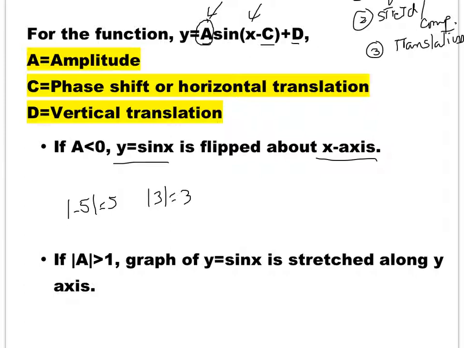Meaning that A, absolute value of A, let's say A is -5, the absolute value of -5 is 5. So this means stretch along the y-axis.